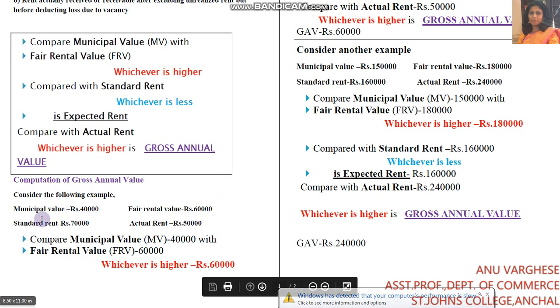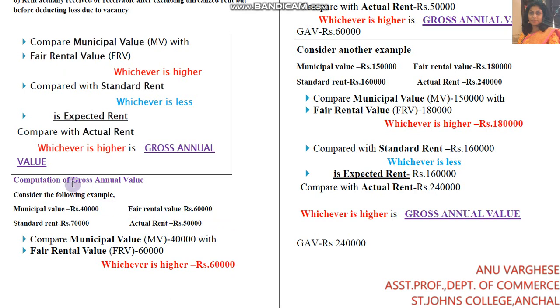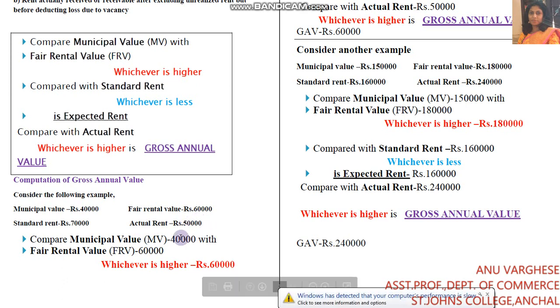In this example, it is given that municipal value is rupees 40,000, fair rental value rupees 60,000, standard rent rupees 70,000, actual rent rupees 50,000. In order to get gross annual value, you have to compare expected rent with actual rent. So the first step is to calculate expected rent.